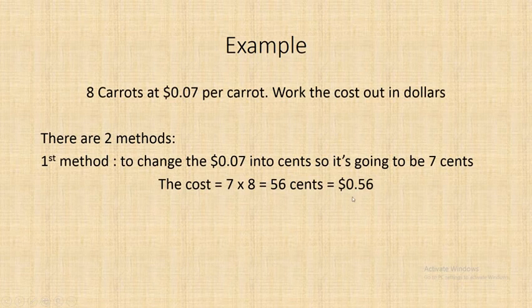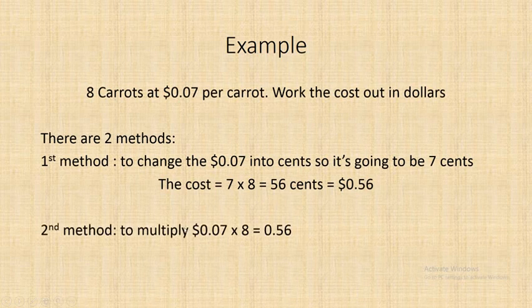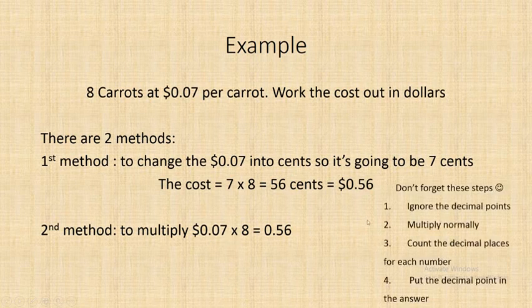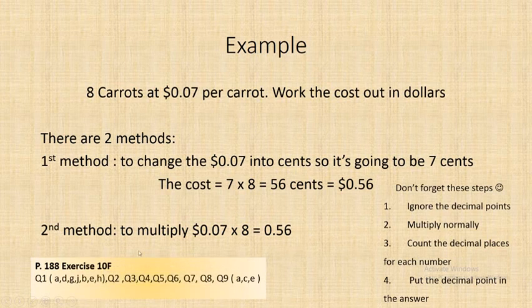So you will divide it by 100, because of course you know that $1 equals 100 cents. Or the second method is to use what we understood previously in the previous slides. I will multiply just decimals, 0.07 times 8. I will just ignore the decimal point and I will not forget these steps at all. So it's going to be equal to $0.56. So just pause the video here, guys, and solve this classwork, and after that, get back to me, please.